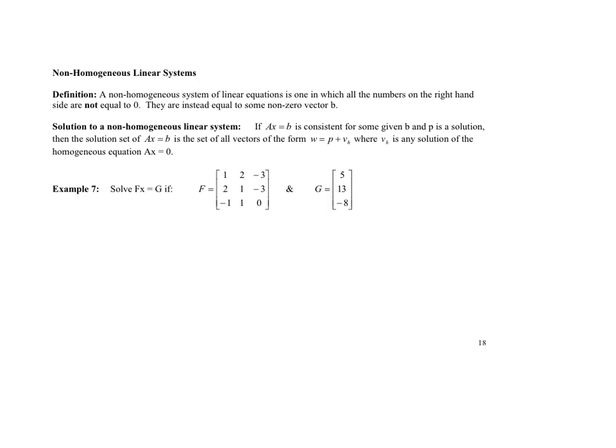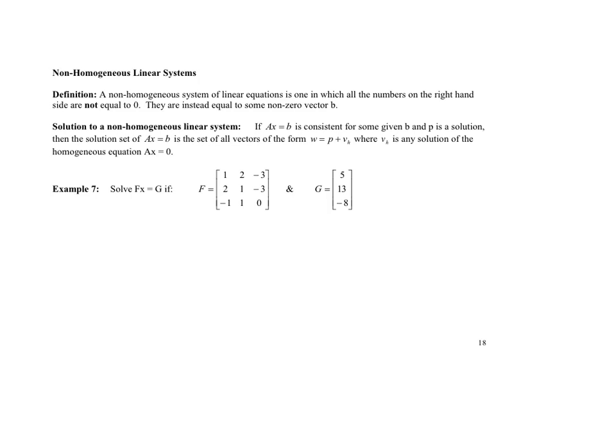Solution to a non-homogeneous linear system. If Ax equals b is consistent for some given b, and p is a solution of Ax equals b, then the solution set of Ax equals b is the set of all vectors in the form w equals p plus vh, where vh is any solution of the homogeneous equation Ax equals 0.